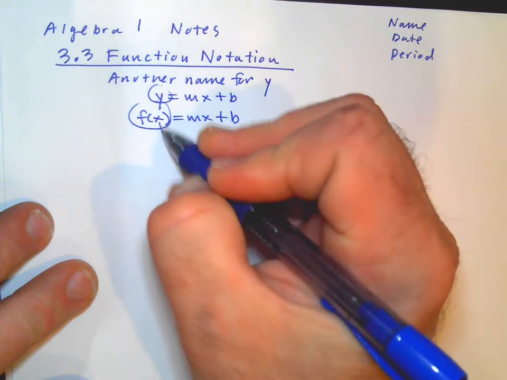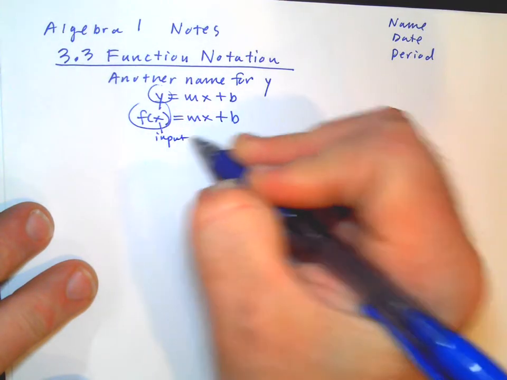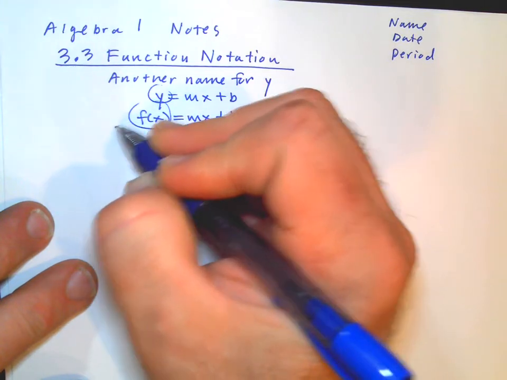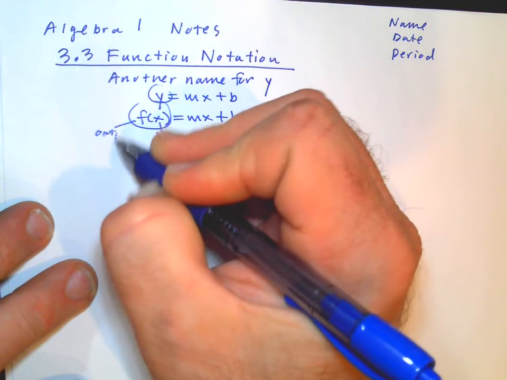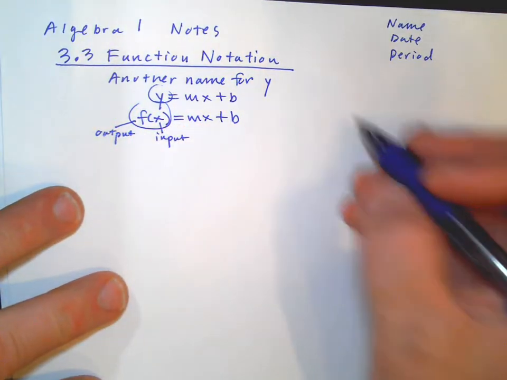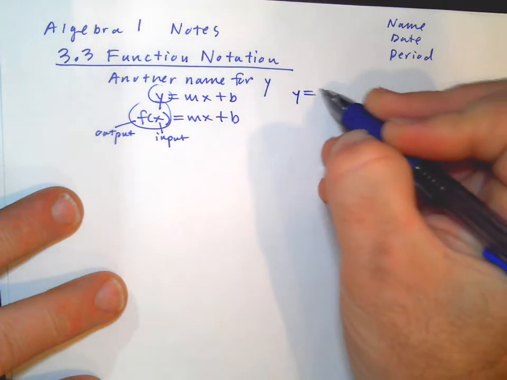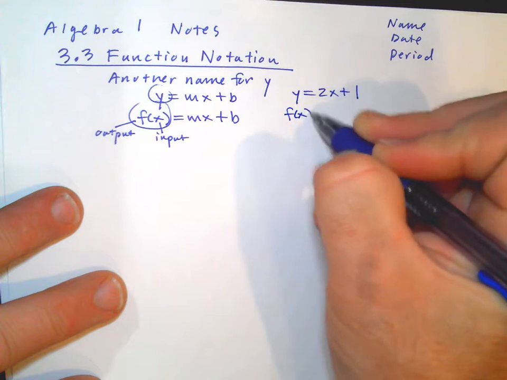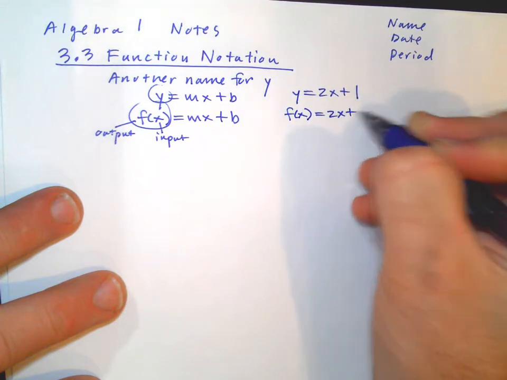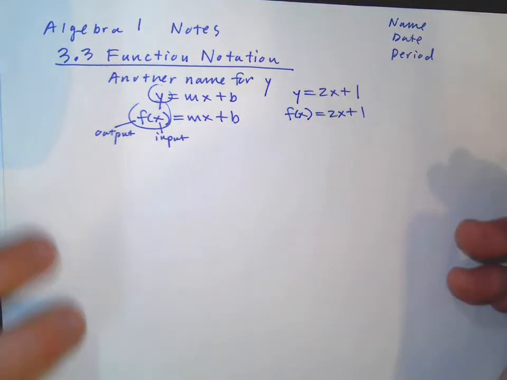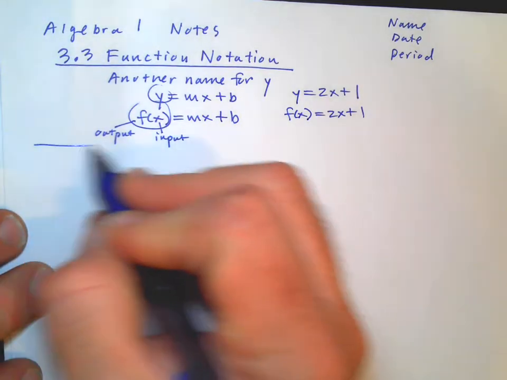So x is the input, which is the thing that we always see over here. But now we're going to actually show what we're plugging in here. And f is the output, so that's like the y value. So it's kind of like what we've been doing, just with a little more detail. Like if you had y equals 2x plus 1, function notation would be f of x equals 2x plus 1. Now f is a common name because f is for function, but it could be any letter, g, a, b, but f is pretty common. So that's what function notation is.